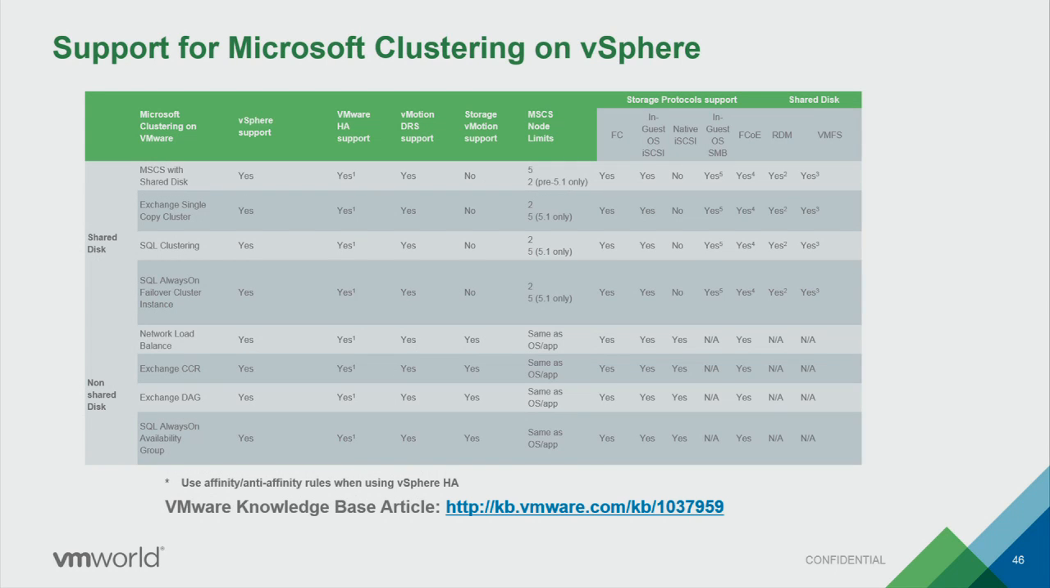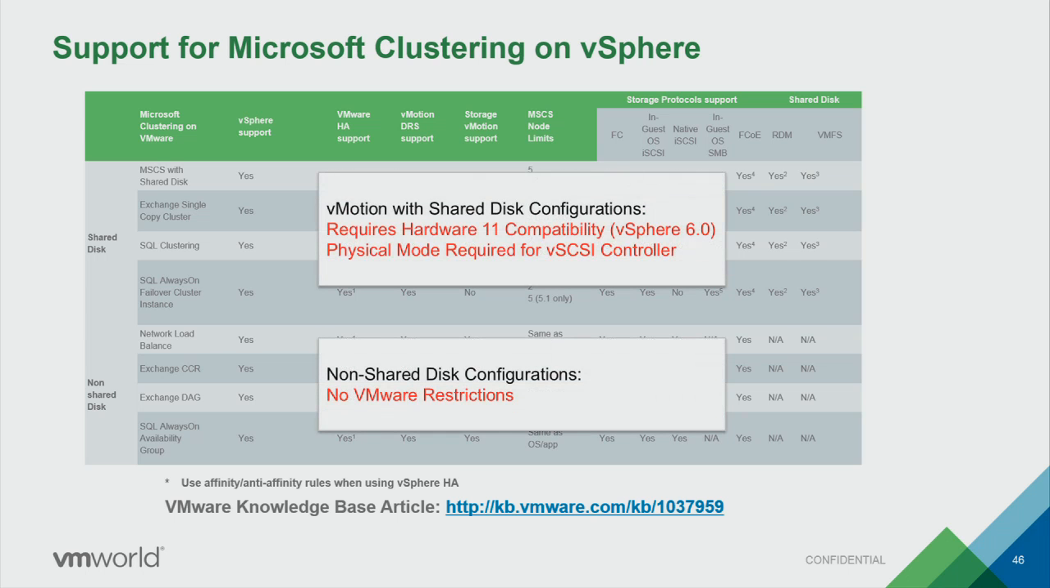Support for Microsoft clustering in vSphere has changed. You still have to use raw device maps, or RDMs, for cluster nodes for the quorum disk, but the thing that's changed now is that you can vMotion those in vSphere 6. We'll look at a diagram in a second to see what that means, but shared disk clustering, or SQL Server FCI, is now supported in vSphere 6 to vMotion those cluster nodes. And of course, non-shared disk clustering, or Always On availability groups, have always been able to.